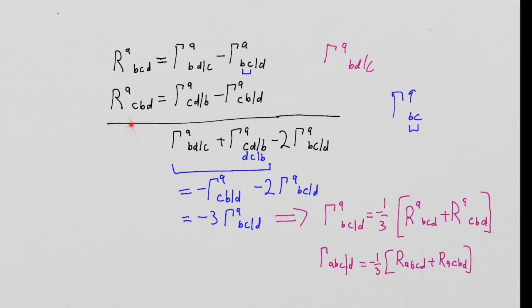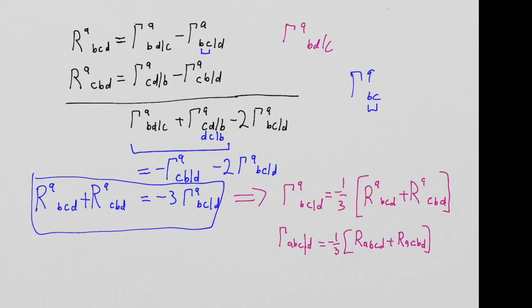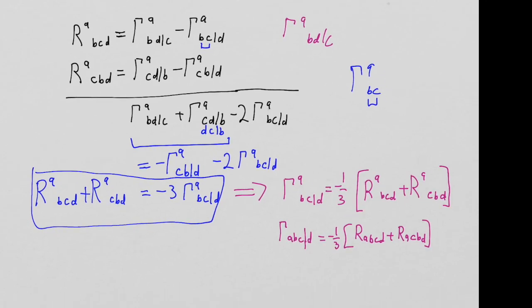So that means the sum of these two Riemann tensors equals minus 3 gamma A, B, C, D. Maybe I should write that down. There, I wrote it down. So big move, right? And then what did I do here? I guess I rewrote it as minus one third, so you've got this sum is minus one third. Oh, and then I lowered the index, so we have it in terms of the completely covariant Riemann tensor instead of the mixed Riemann tensor.